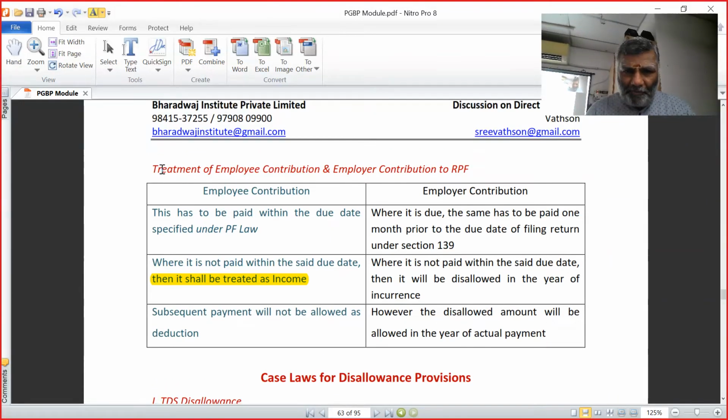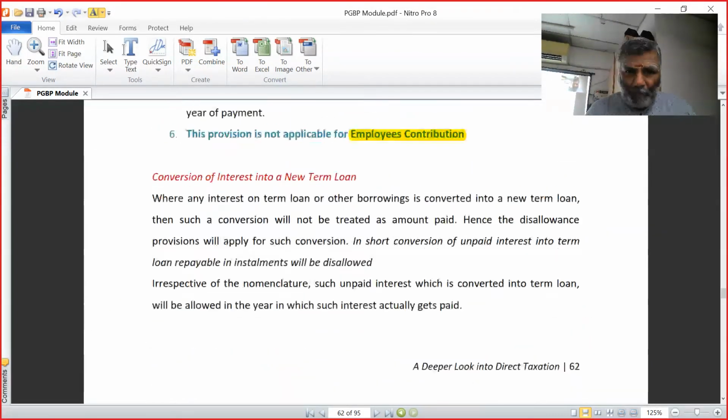Okay, my dear friends, where the interest on term loan or any other borrowing is converted into a new term loan, then such a conversion will not be treated as amount paid. It has been clarified by the law. I will not take the conversion as amount paid. Hence, the disallowance provision will apply. In short, conversion of unpaid interest into repayable installments will be disallowed. Irrespective of the nomenclature, such unpaid interest which is converted into term loan will be allowed in the year in which interest gets actually paid.